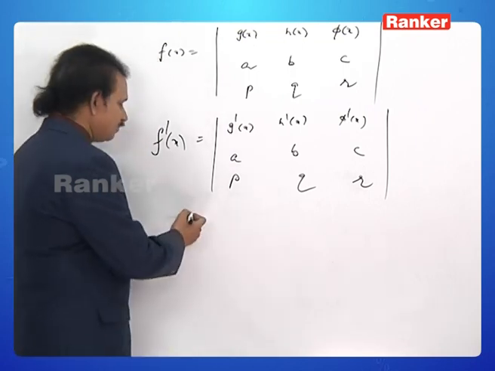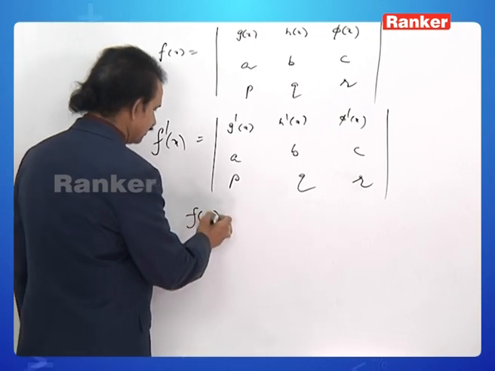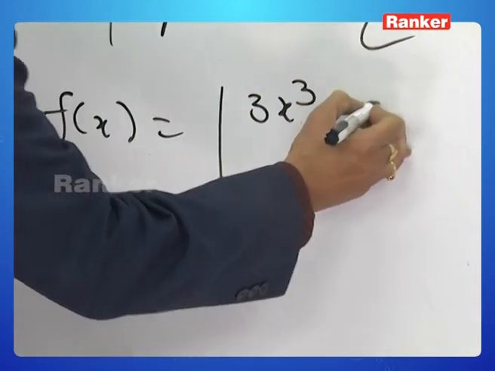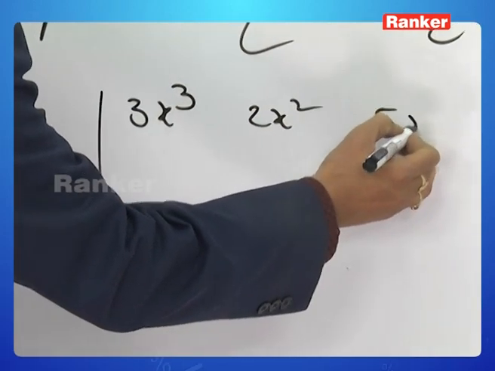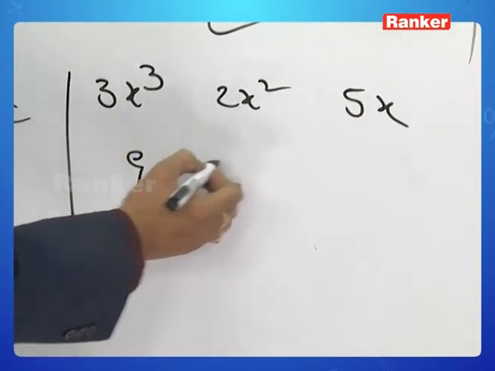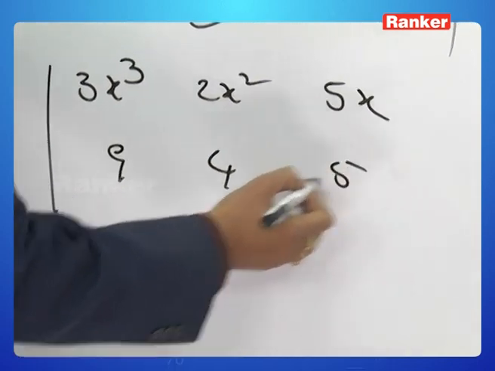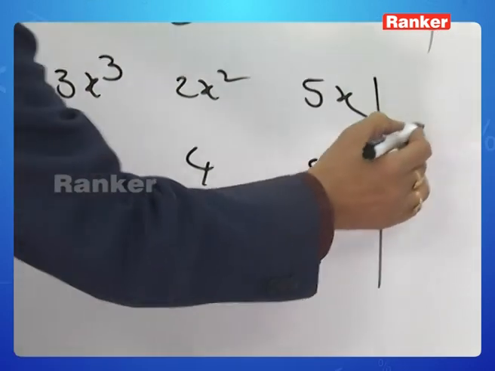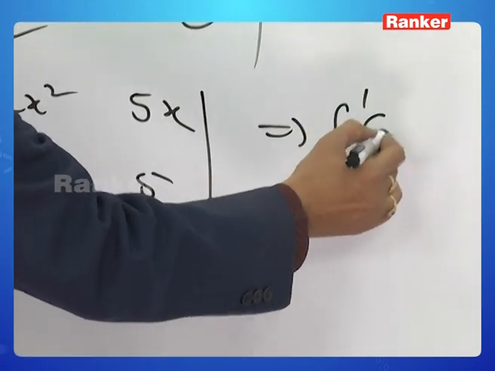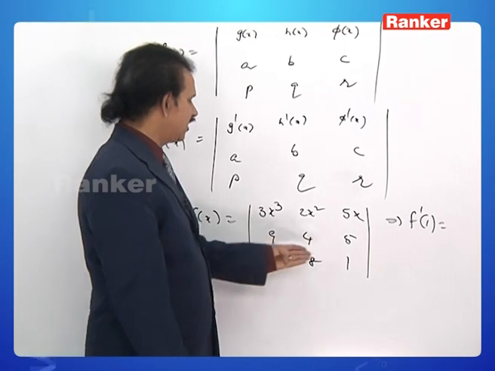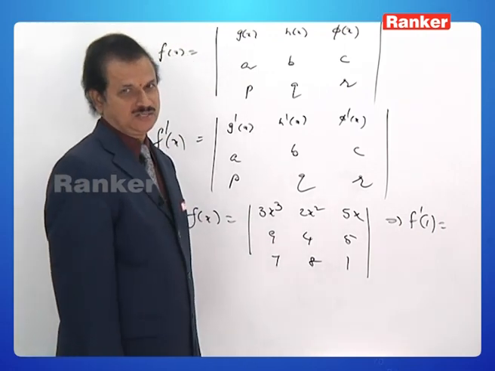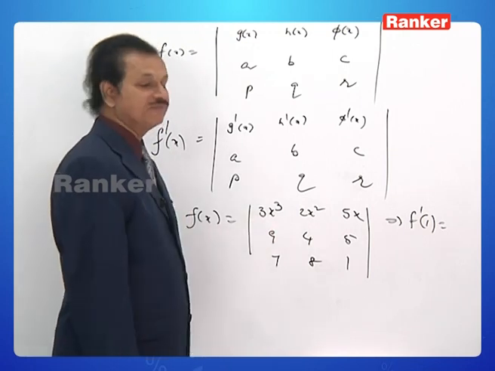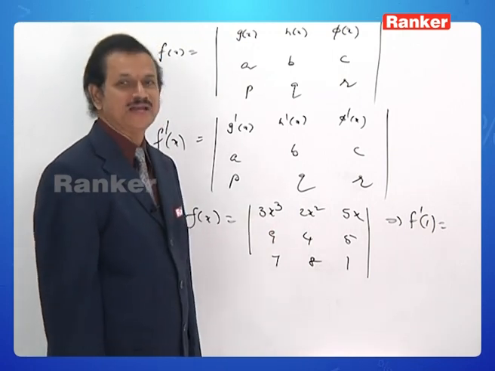Yes. Suppose f of x is equal to the determinant 3x cube, 2x square, 5x, 9, 4, 5, 7, 8, 1. What is f dash 1? Second row and third row are constants. It is just enough to have the derivatives here. What is the derivative of 3x cube? 9x square. If you put 1, 9.